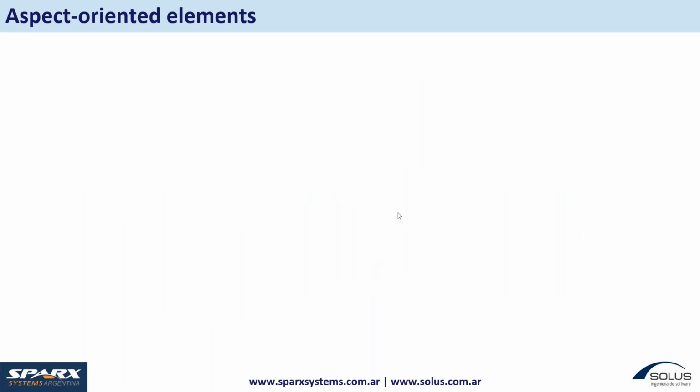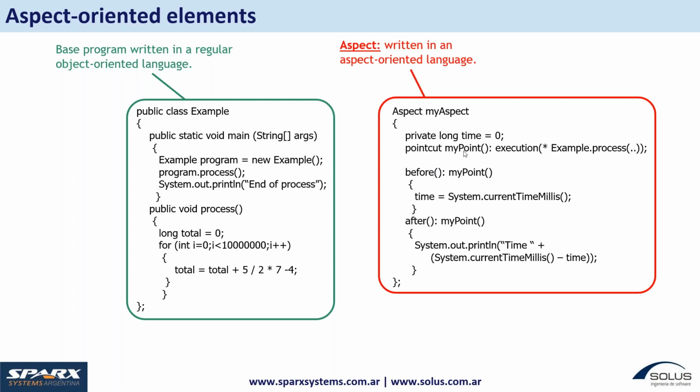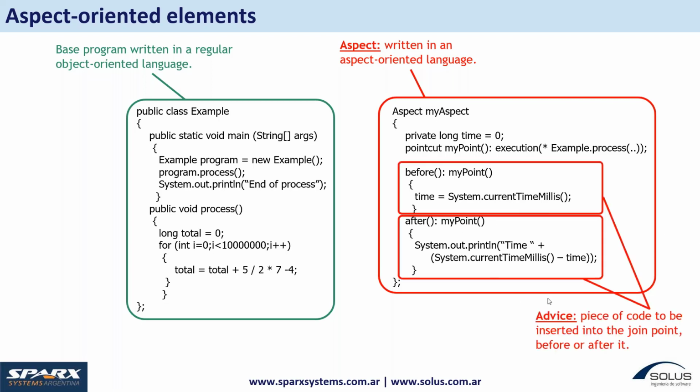Well, regarding the elements of the aspect-oriented approach, firstly, we have the regular code that we have in our regular classes, written in a regular object-oriented language. But we have to use an aspect-oriented language to write the aspects. For instance, this code is written in AspectJ. We need an aspect-oriented language to write the aspect, and the aspect needs some elements. For instance, we have advices. Every advice is a piece of code that could be inserted at some point in the base code.